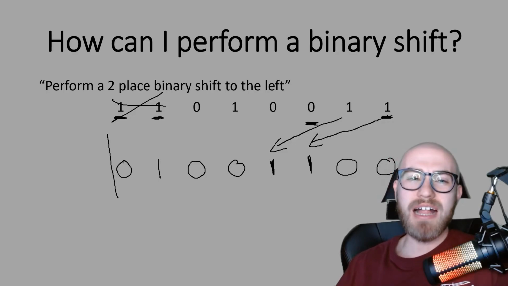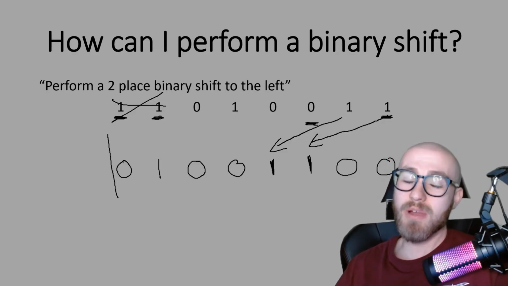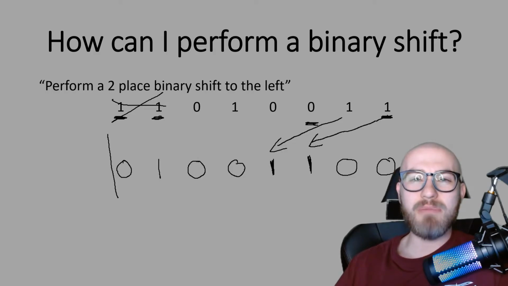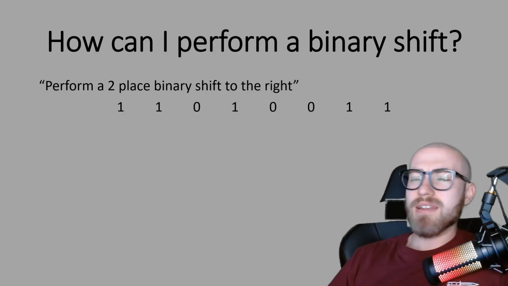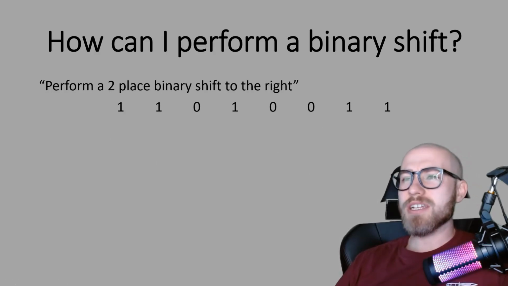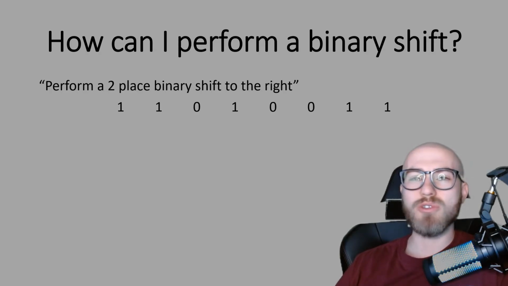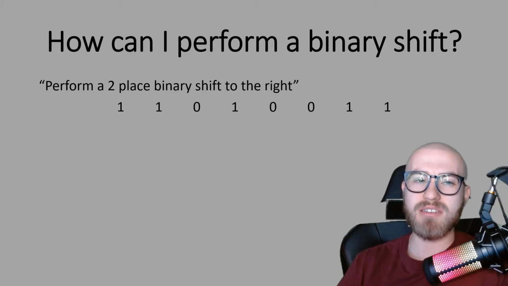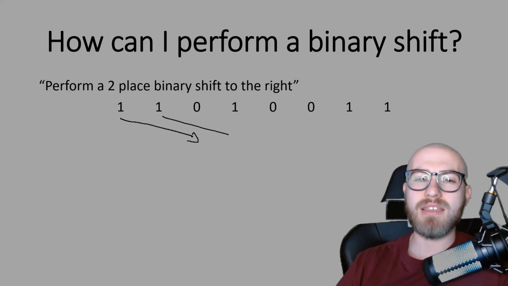So you move exactly the number that it says, 2 places, we went in the left direction, and we filled it with zeros. Now let's look at the exact same question, but this time instead of shifting to the left, we are going to shift to the right. This time I'm going to start at the other side, and these ones are going to go 2 places to the right, like this. Okay, all of them are going to just go 2 places to the right.